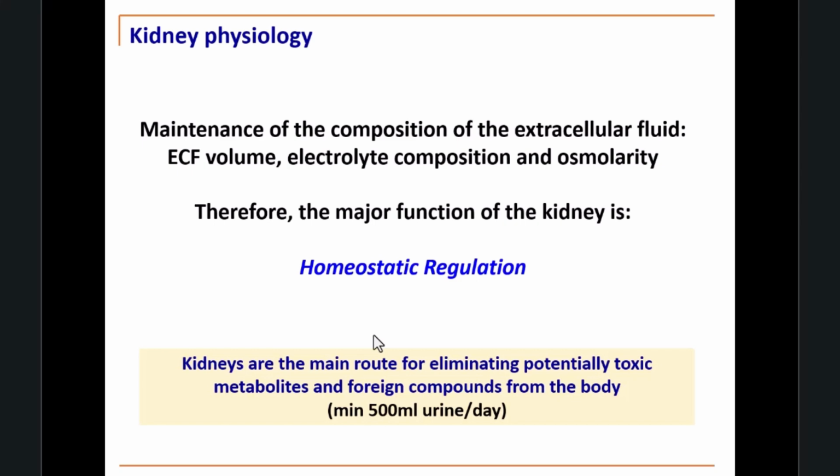And as a general rule, we need to produce about 500 mils of urine per day as a minimum to enable us to excrete all those waste products. So our urine can only get up to a certain concentration. That's about 1200 to 1500 milliosmoles per litre. So that's the concentration of everything in it per litre. And to get rid of everything, we need to have about half a litre.